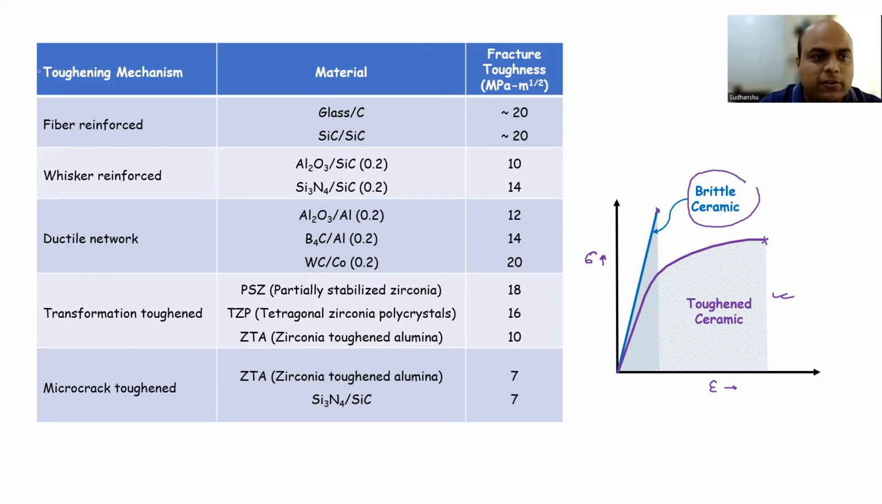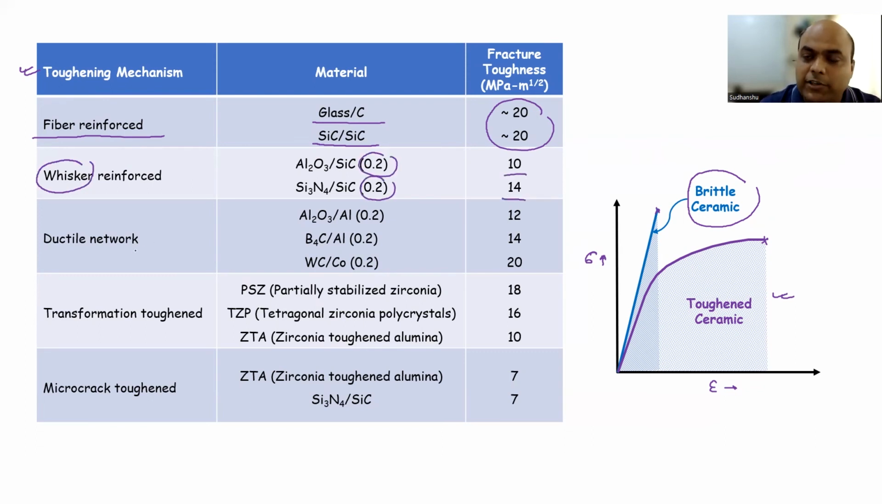So here I have also listed some of the mechanisms. So you have fiber reinforced, so glass and carbon, silicon carbide, fiber reinforced composite. See the fracture toughness, 20. And remember the glass one, it was very low already. Silicon carbide also is low, but because of the fiber reinforced composites, now the fracture toughness has dramatically increased to 20. Right? Similarly, you can have viscous reinforced to 20% here, 10 and 40.